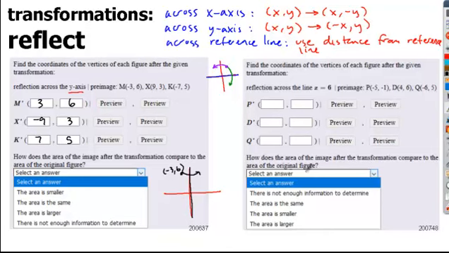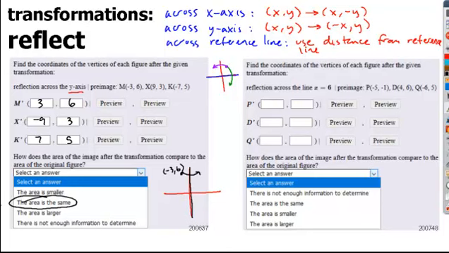And now the last question that you're going to see on many of these types of problems is how does the area of the image after the transformation compare to the original? And because these are isometric transformations, there's no change in shape or size, so what do you think is going to happen with the area? They'll always stay the same. Okay, and so I include that even though it's somewhat redundant just to emphasize that fact.